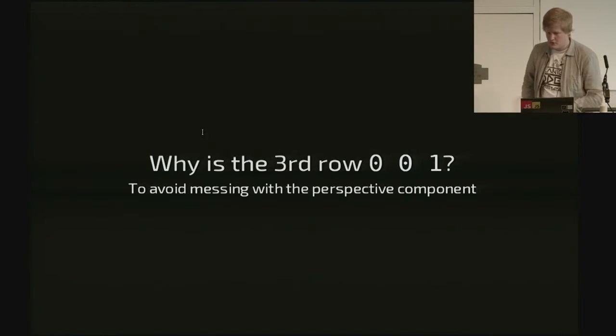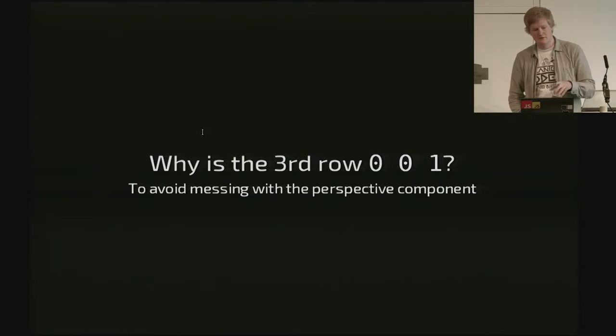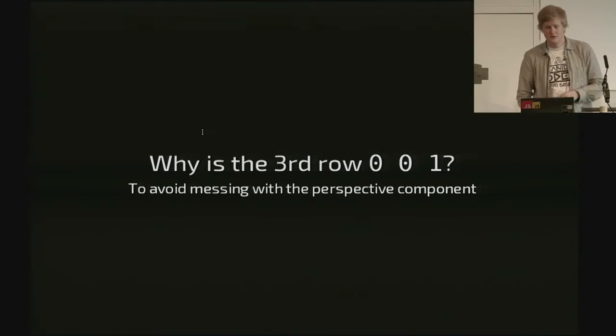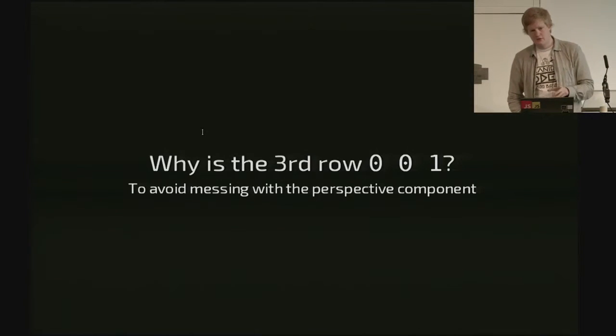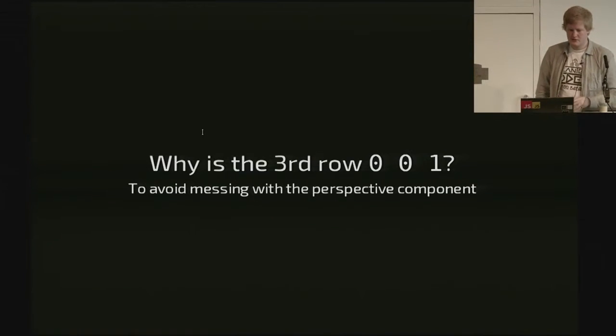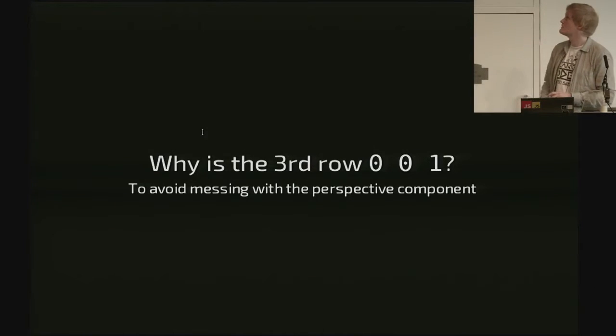And you might also wonder why the third row in the transformation matrix is set to 0, 0, 1. This is basically to avoid messing with the perspective component of the homogeneous coordinate. As I said, we want to keep this value at 1, so if we keep the third row of our transformation matrix at 0, 0, 1, this is what we achieve. And in most cases, we don't really want to fiddle with the perspective component at all. In fact, none of the low-level native 2D matrix APIs exposes the ability to manipulate this row at all.